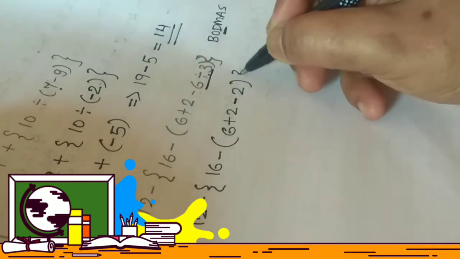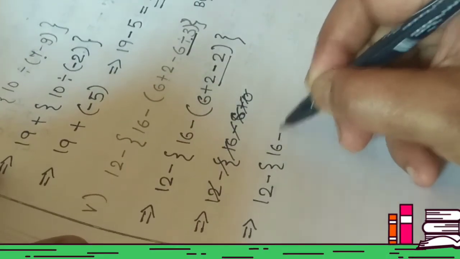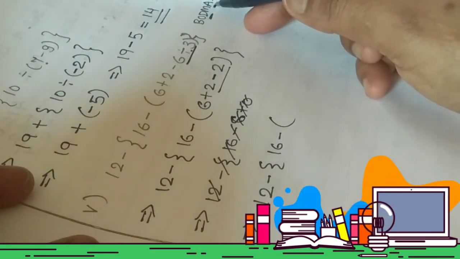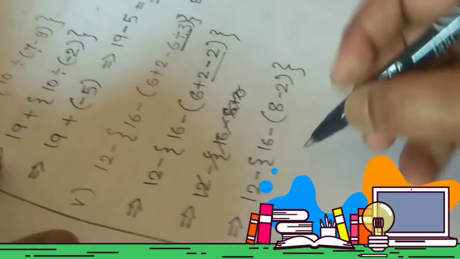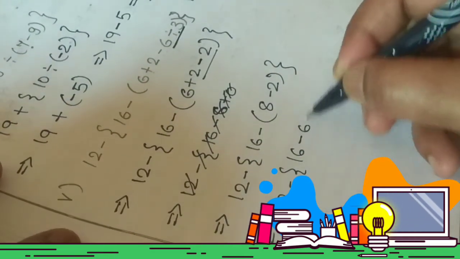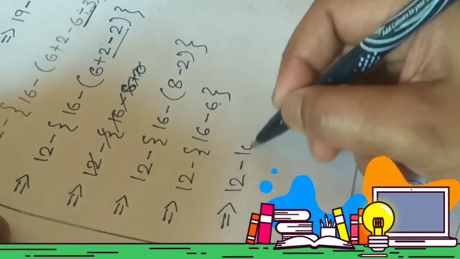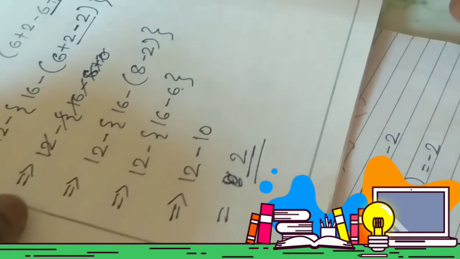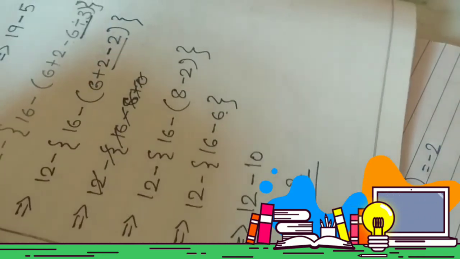Okay, so the next step is 12, 16 minus, so in the bracket by BODMAS, there is no multiplication now, now addition. 6 plus 2 is 8, 8 minus 2, close that. Now move to the next part. 16, 8 minus 2 will become 6. Move to the next part. 16 minus 6 will become 10. So 12 minus 10 will become 2. So this is the solution for this question.